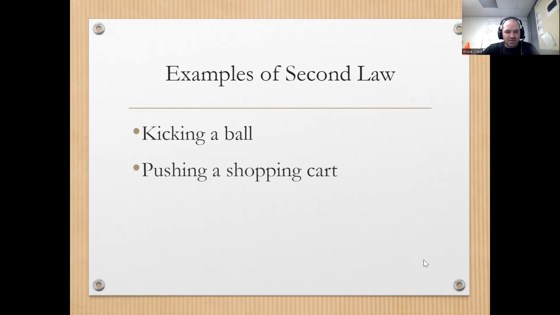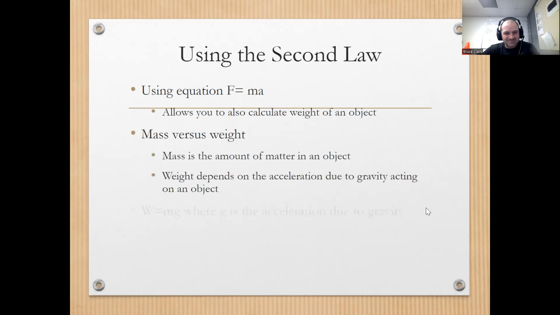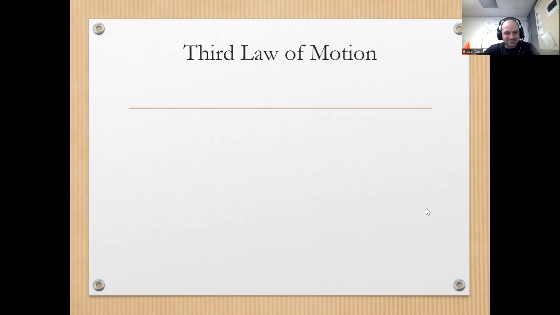So there are all different examples of second law using the equation F equals ma. You can also calculate the weight of an object using that. Remember, the acceleration due to gravity is 9.8 meters per second squared. So take its mass times 9.8. That is the force, your weight in newtons. So yeah, we'll stop there.